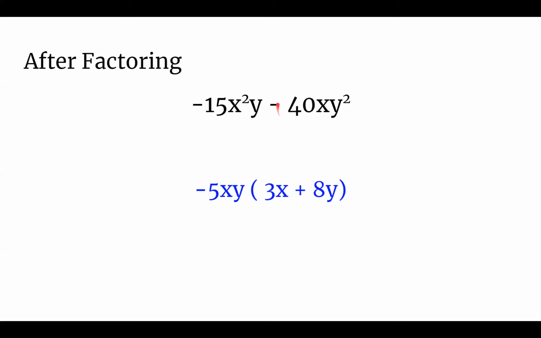The impact on the second term was also the same. A negative 40 divided by a negative 5 gave me a positive 8. X divided by another x did not leave any x behind. And when I divided the y squared by y, I still have a y left. So my factors are pretty simple. I got a negative 5 times xy as my first factor, and my second factor was 3 times x plus 8y.